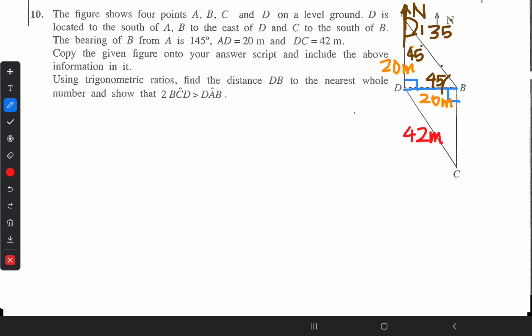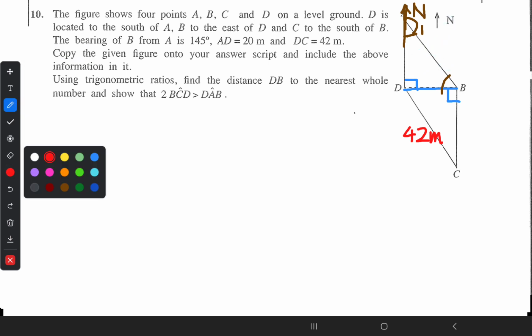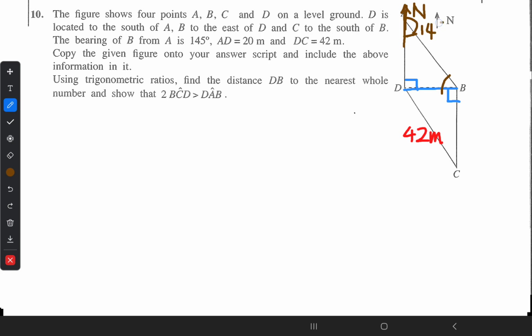Copy the given figure onto your answer script and include the above information in it. Using trigonometric ratios, you should find the distance DB. Sorry, wait. This is not 135. This is 145. If I made any mistakes, just let me know. Sometimes I will misconclude something. Yes, this is 145 degrees. Sorry. If this is 145, this would be 35 degrees. This is 35 and we know AD is 20. AD is given as 20 meters.